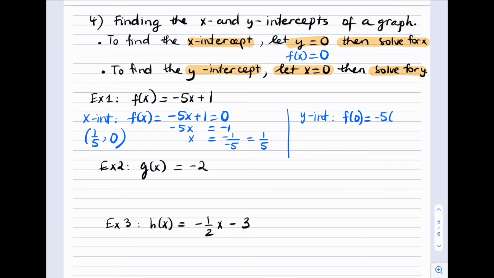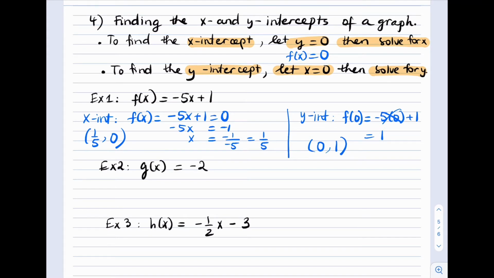So negative 5 times 0 plus 1. That's going to be, this is 0. And so we'll just get 1. And to write the y-intercept as an ordered pair, we're going to write, remember x is 0. We let it be 0. And then the y-intercept is whatever value that you found here.